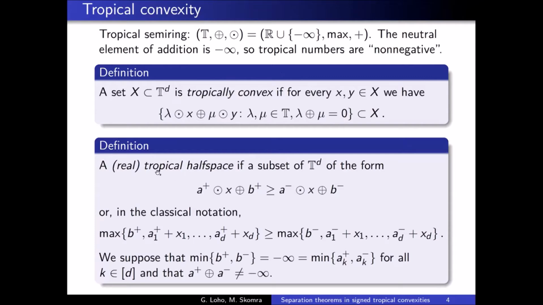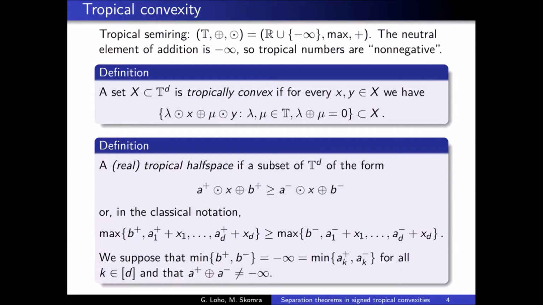The last thing to note about this tropical convexity for this presentation is that we have a good notion of a tropical half space. A tropical half space is simply a solution set of this kind of a two-sided affine inequality, which can be written in this way using the tropical notation, or in this more explicit way using the classical notation. And there are some technical conditions needed for this coefficient so that the solution set is non-degenerate.